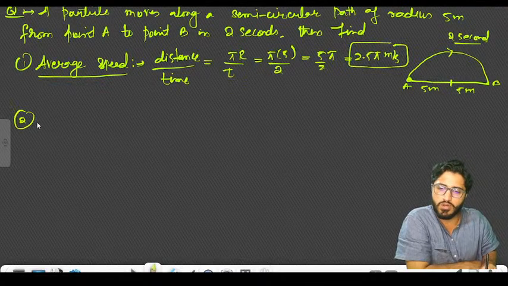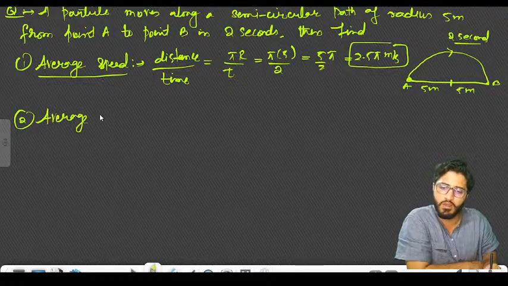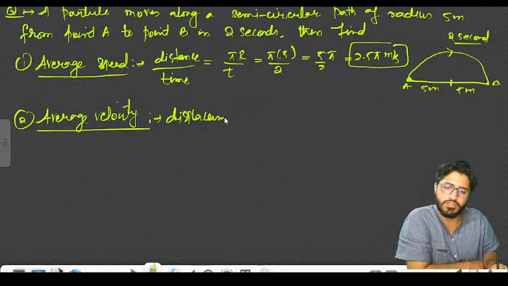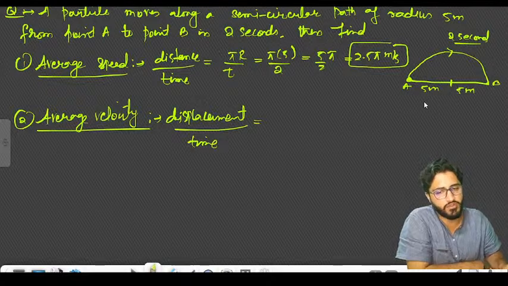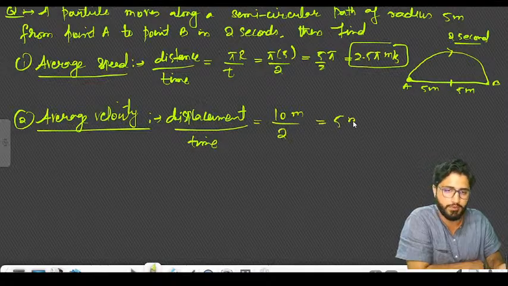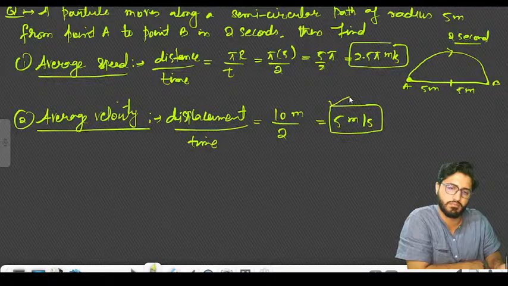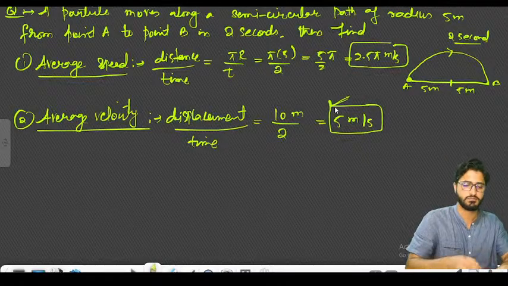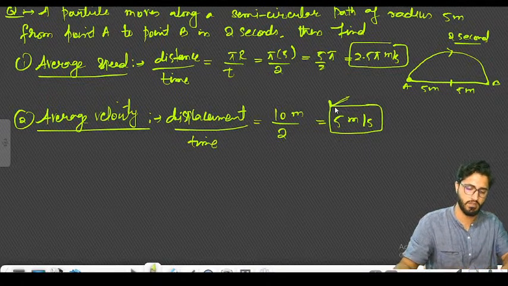So if somebody asks what is average velocity? Average velocity is displacement by time. The displacement of this semicircular path, we had done in the first class of kinematics. It is 5 plus 5, that is 10 meter. Timing is 2. My answer is 5 meter per second. Easy or very easy?